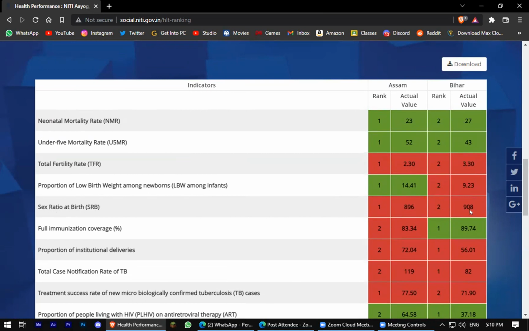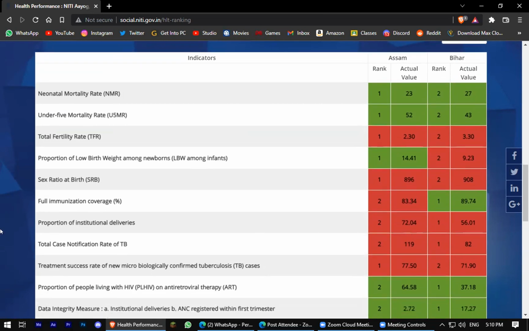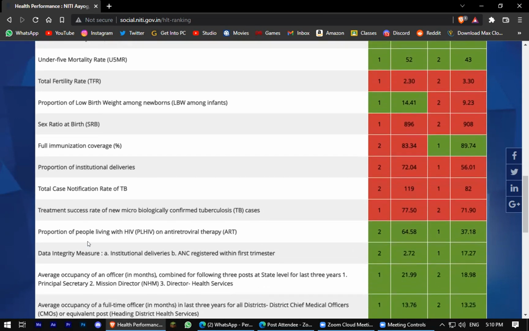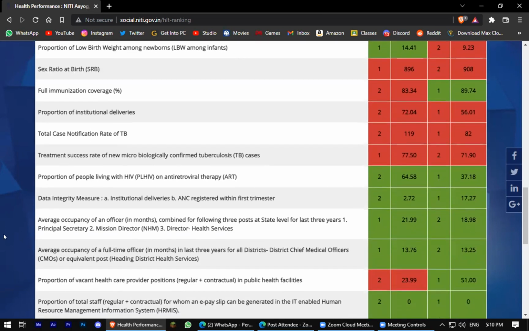Bihar is higher in sex ratio. Full immunization coverage, again Bihar is higher, 89.74, 83.34. Proportion of institutional deliveries, Assam is higher. Total case notification rate of TB 119, Assam is higher. Proportion of people living with HIV, Assam is higher. The answer is Bihar. Data integrity measure, institutional deliveries, ANC registered within first trimester 2.72, 17. Good. Bihar is higher. So average occupancy of an officer 221.